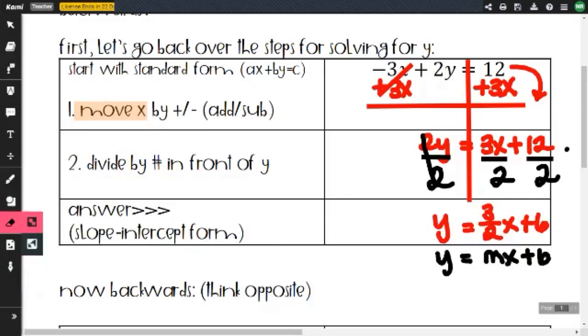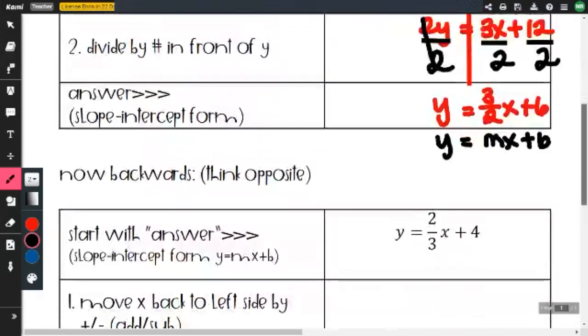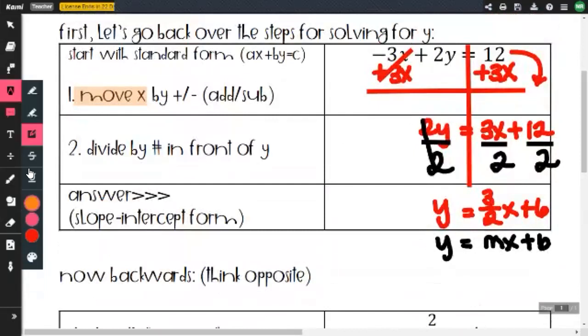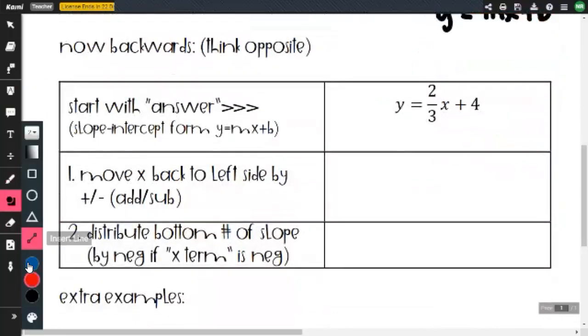Now, the day after tomorrow, so on Friday, we're going to be working with equations that are in standard form. Standard form, if you'll notice, is where you have both x and y on the same side of that equal sign. So we need to figure out how to work backwards. And in order to do that, the first thing is we're going to have the equation in slope-intercept form.